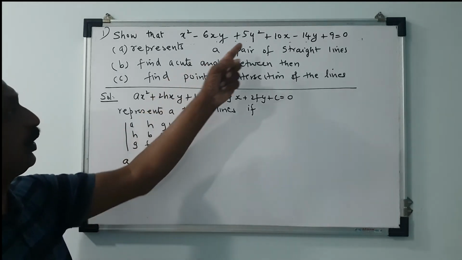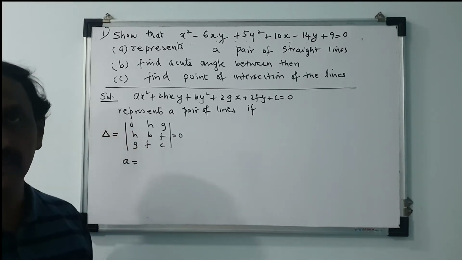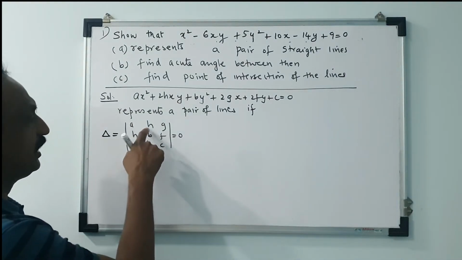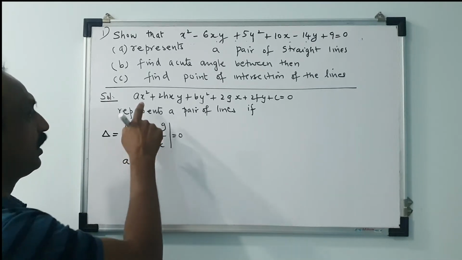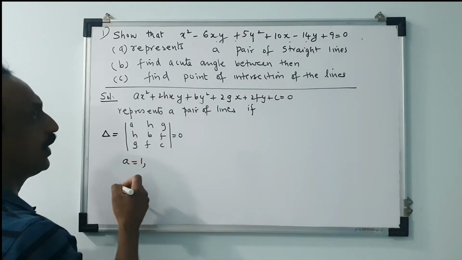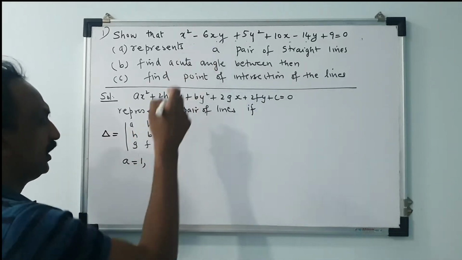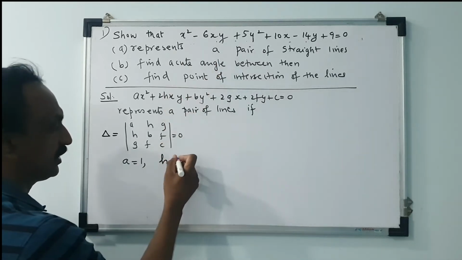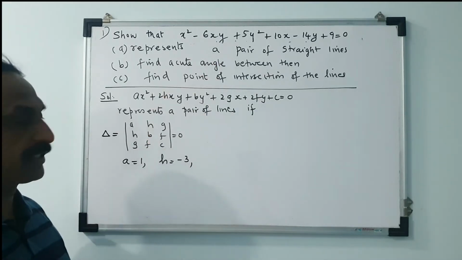Now we are going to calculate the value of the determinant of this equation. We usually denote the determinant by the notation delta. So is delta 0 or not, we are going to check. First, let's calculate the values of A, H, B, etc. How do you calculate A, H, B, G, F, C? By comparing both the equations. Coefficient of x square is 1 here, so A's value is 1. Here the coefficient of xy is 2h, but here it is minus 6. We need only the value of h. So h will be half of minus 6, that is minus 3. Or in other words, 2h is minus 6, so h is minus 3.